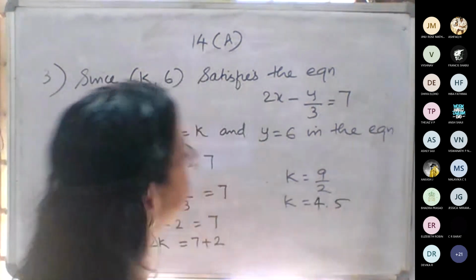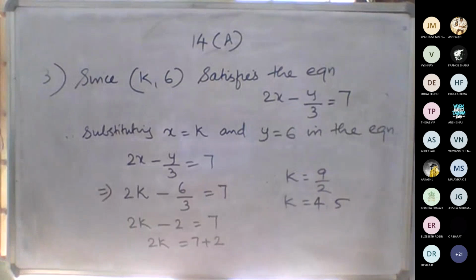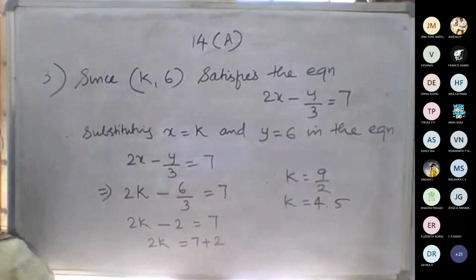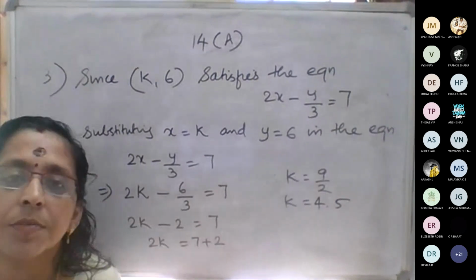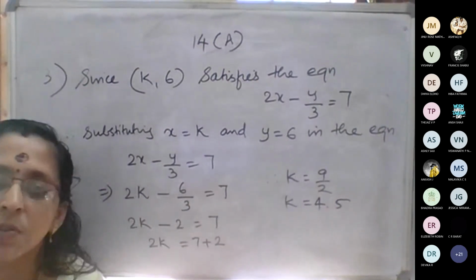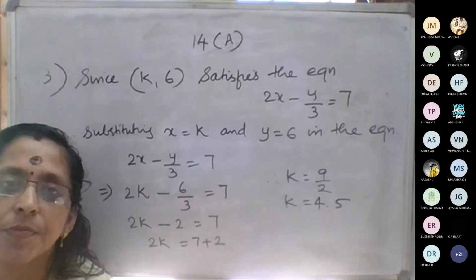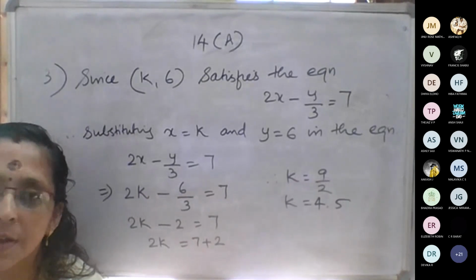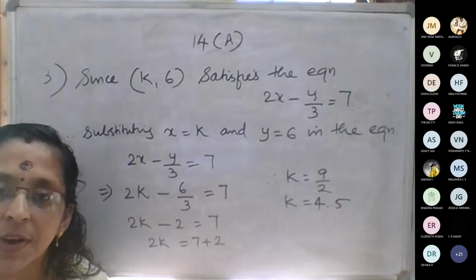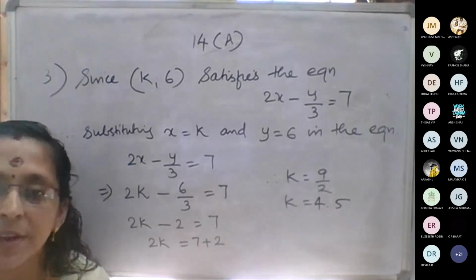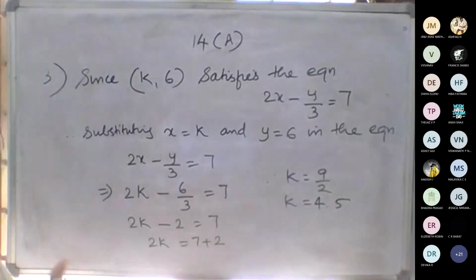Four point five. What is the difference between the first question and the third question? Anyone, please? The first question is to find whether the equation is satisfied or not. In the third question, it is already satisfied and we have to find the value of x. Already given, it satisfies, so there is no need of writing which is true. It is already true there. Okay.